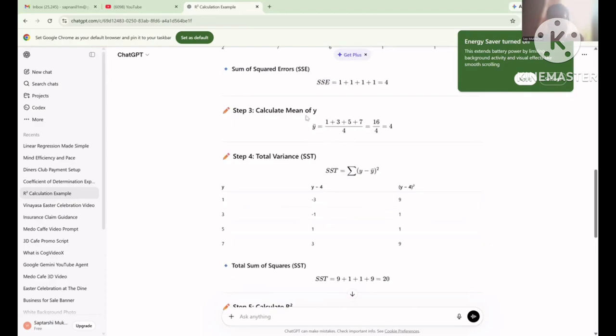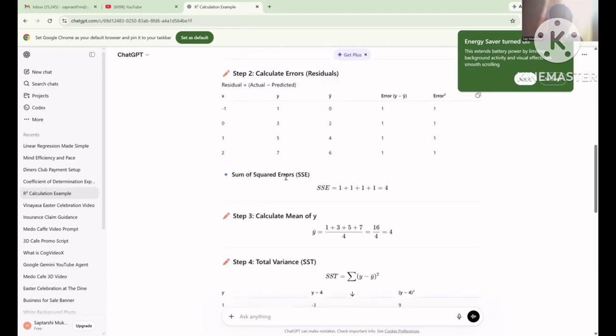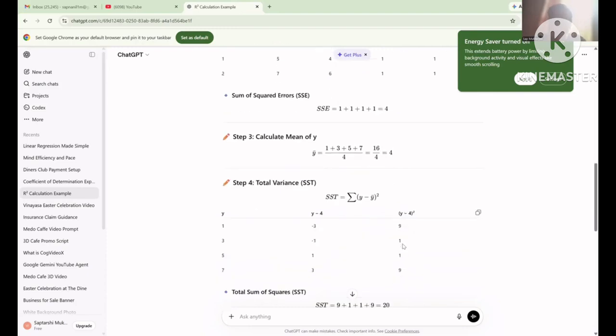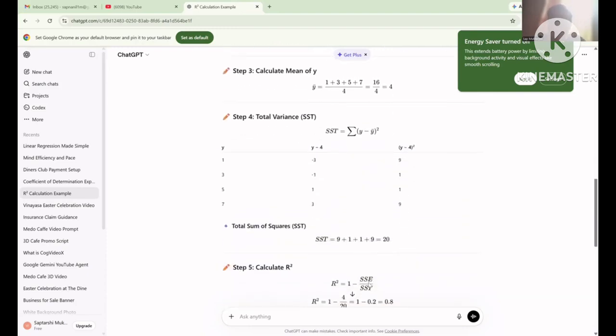So we are calculating the mean: 1 plus 3 plus 5 plus 7. Where do we get these numbers, sir? Very simple. We get these numbers from the actual values, because that is the y. Then we calculate the mean, which we call y bar, right? So 16 divided by 4 is 4, right? Now the next thing after SSE is SST, right?